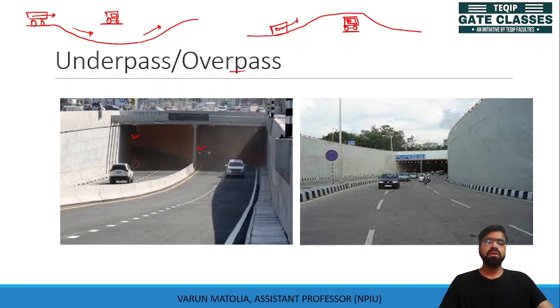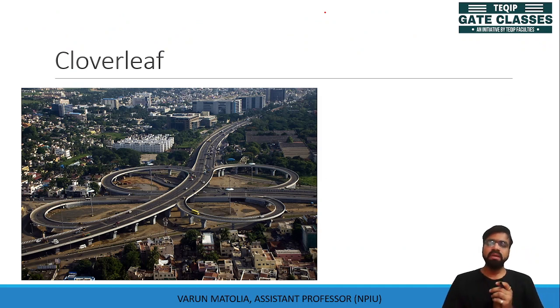So your through traffic will move over this. So this is grade separation. This is simple intersection design where the interaction between two traffic streams is reduced by providing a grade separation between these two traffic streams. So these are underpass and overpass. These are frequently visible. Then this is clover leaf.